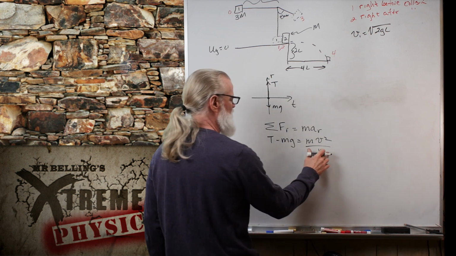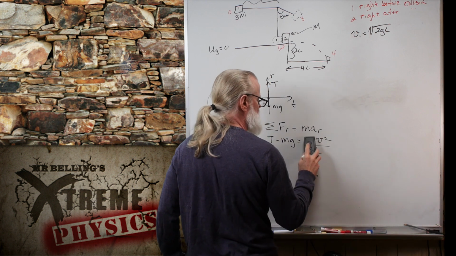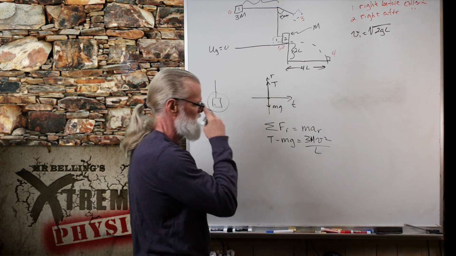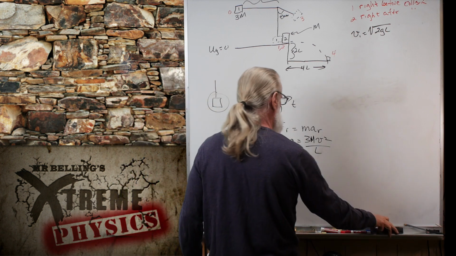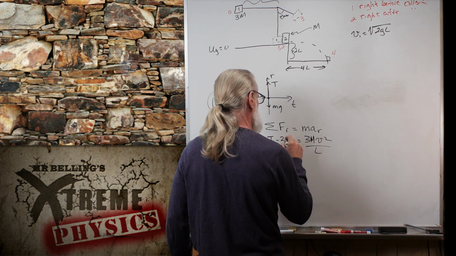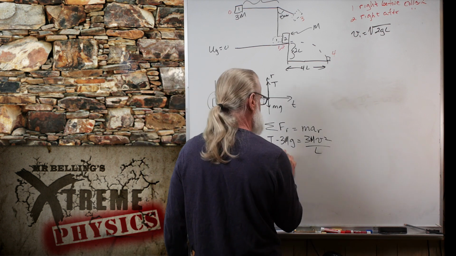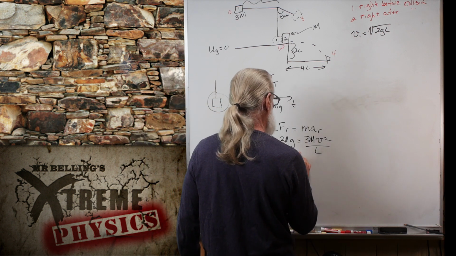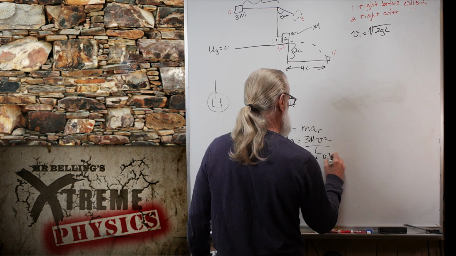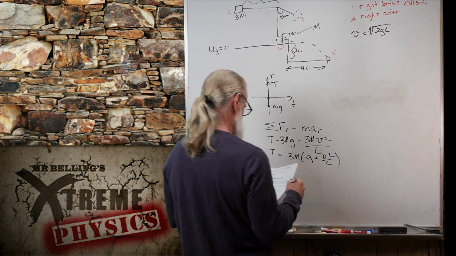But r is L. I'm going to say L. M is actually 3m is the value. So let's put the values in. 3m over L. And we'll put 3m here too, 3mg, because that's its mass. So the tension equals 3mg plus 3m v squared over L. All right. So I guess that's what they're looking for.